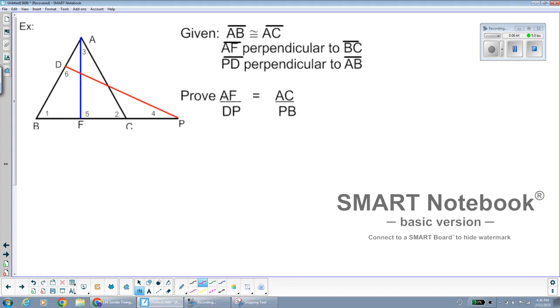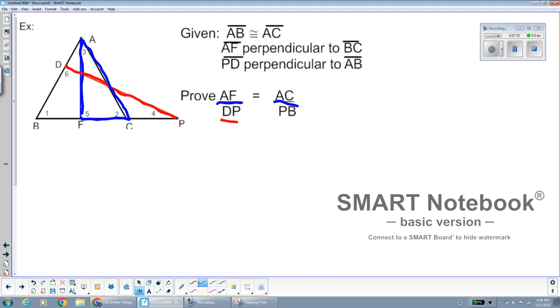So AF is right over here, and DP is right over here. AC is attached to AF, so I'm going to use the same color for it. And that gives me two sides of a triangle. So I was able to identify one of the triangles I'm working with now.